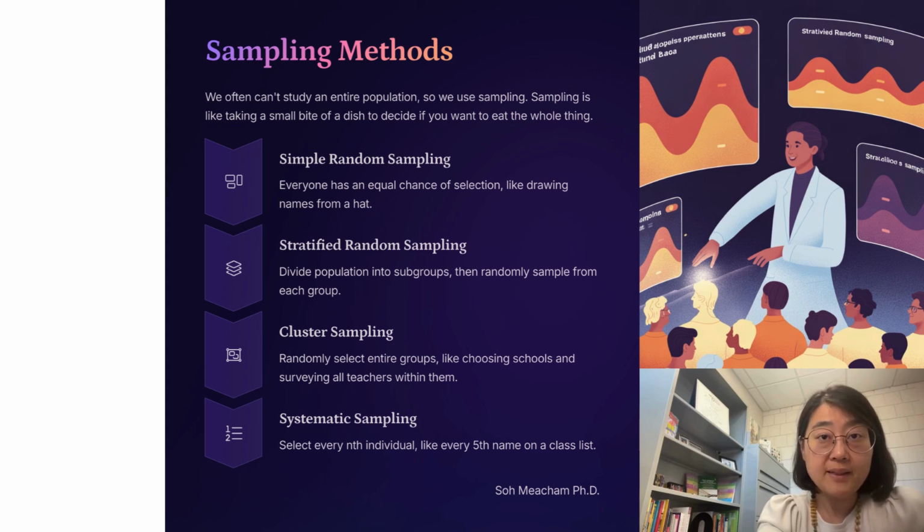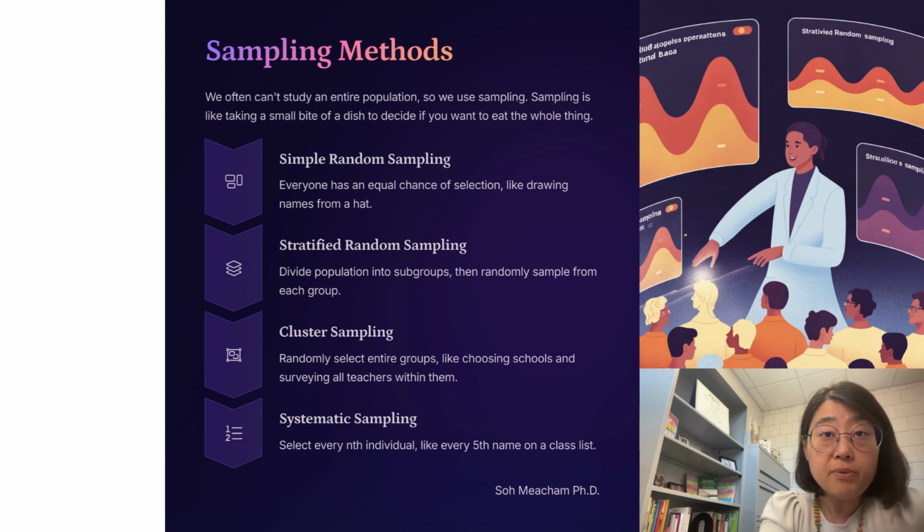We often cannot study an entire population, so we use sampling. Sampling is like taking a small bite of a dish to decide if you want to eat the whole thing. Let's go over the major types. Simple random sampling means everyone in the population has an equal chance of being selected. For example, using a random number generator to select 50 students from a school, it's like drawing names out of a hat. Everyone has an equal chance of being picked.